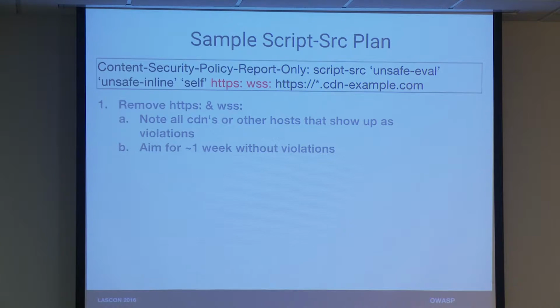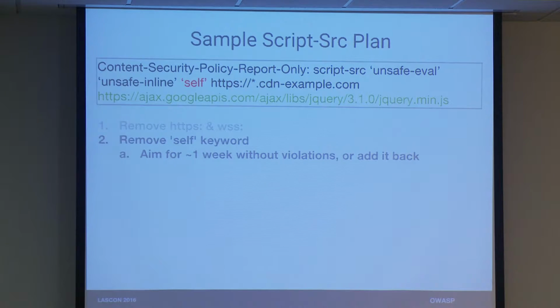So the first thing we're going to do is remove HTTPS and WSS, so the WebSockets over SSL and any SSL stuff. What this will do is send violations for any unknown CDNs that we have while allowing all the other things. And so we can collect those reports. We try to modify the CSP header, and we may need to add in some other domain or some other JavaScript that's whitelisted. And then we aim for about a week of, say, no CSP reports coming in.